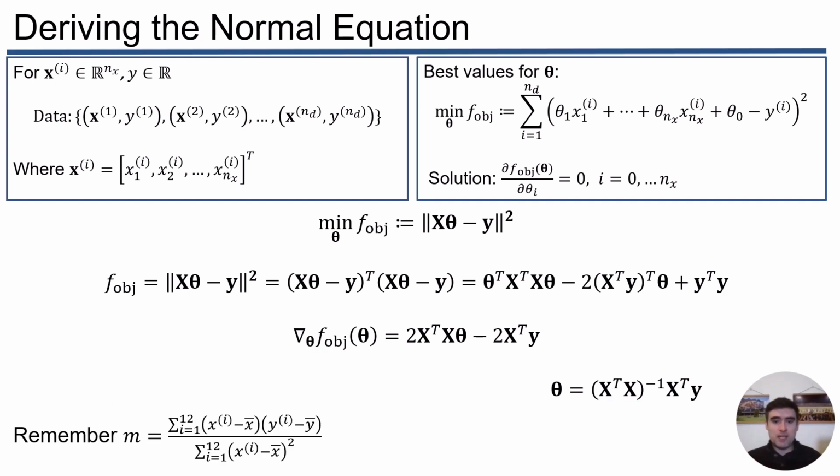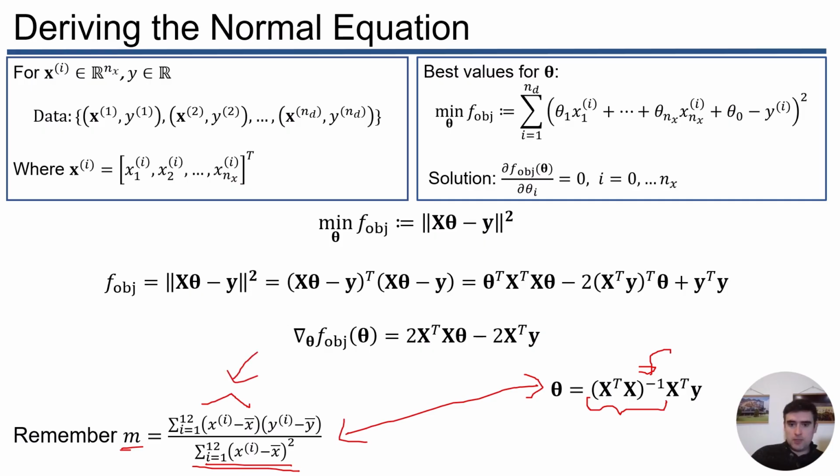Now, one important aspect that I want to highlight is that if you go back to the equation of how we derive m, you can see that these two equations are very similar. In the bottom here, we have the x squared term, which is the same as here. We have the inverse of that x squared term. Then we have the x term, which is the same as this x term, and the y term, which is the same as the y term.